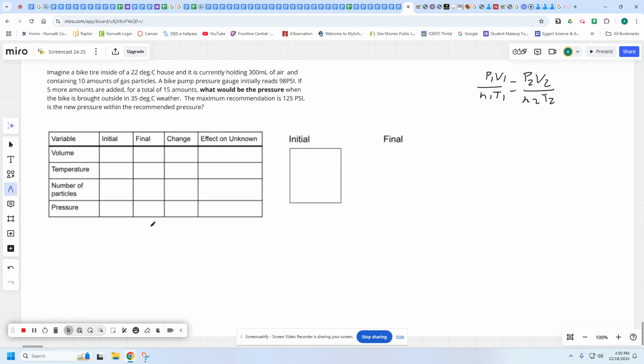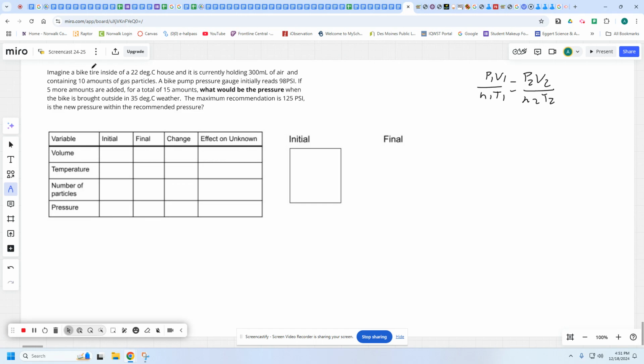All right, in this second example, we're going to look at a bike tire, and we're just going to make some assumptions about the bike tire. I know that the bike tire can have some expansion, contraction, and some stretchiness to it. We're going to ignore that stretchiness and just focus on making a general judgment about the changes that are taking place with the gas inside the tire.